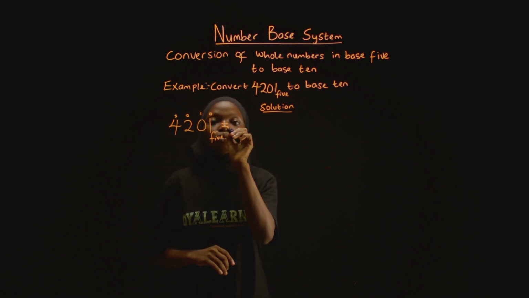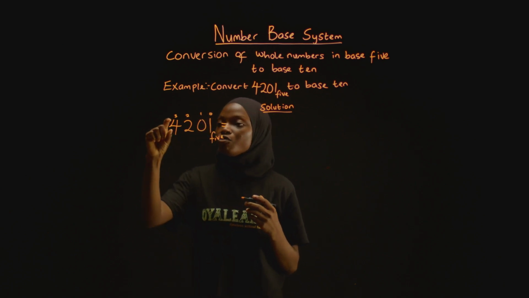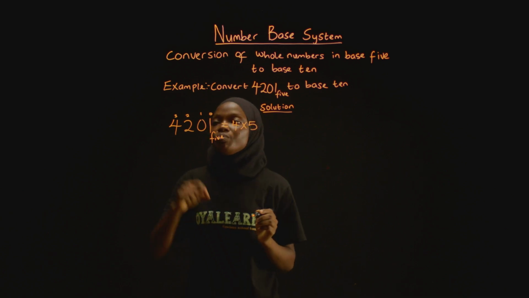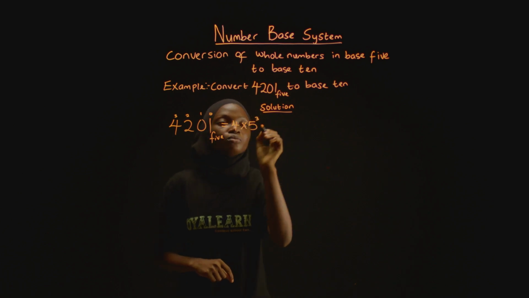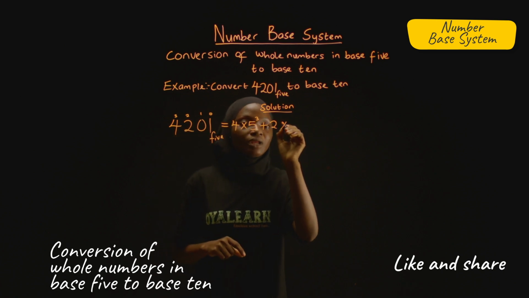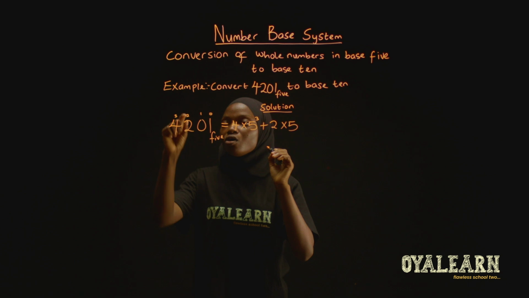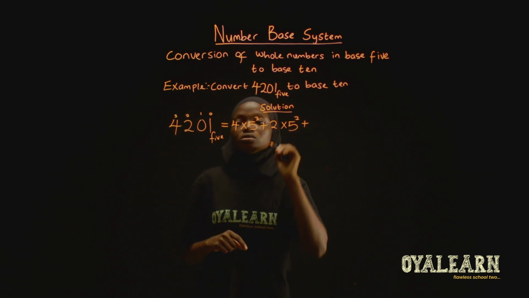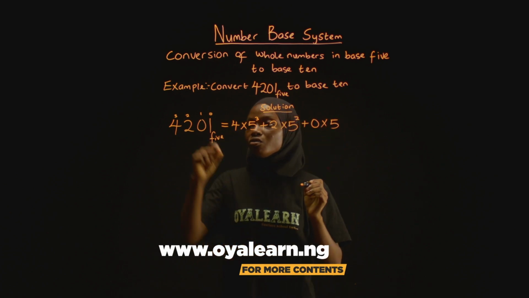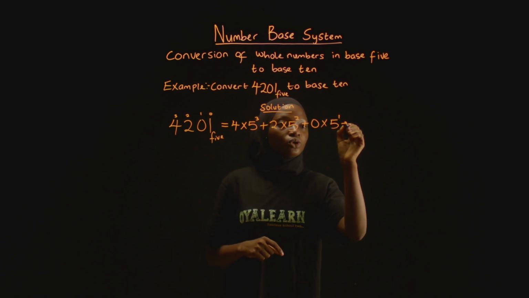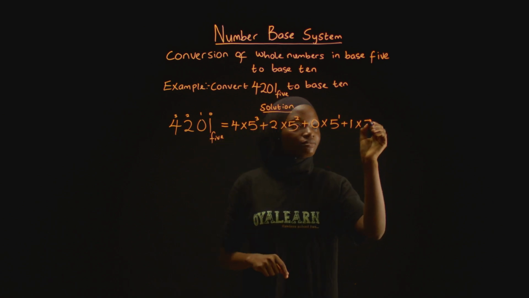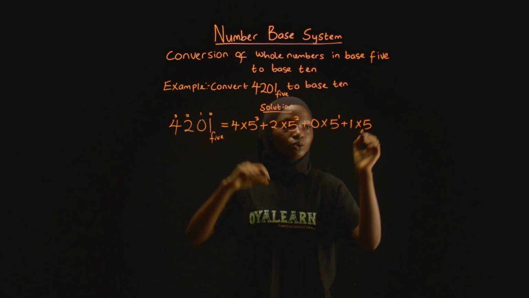So this becomes equal to, now we simplify, 4 multiplied by the base 5 raised to the power of the numbering we have here, 3, plus, you do the same thing for the next digit, which is 2. So we have 2 multiplied by the base 5 raised to the power of the numbering 2, plus the next digit 0 multiplied by the base 5 raised to the power of 1, the numbering we have there, plus the next digit 1 multiplied by the base 5 raised to the power of the numbering here, 0.